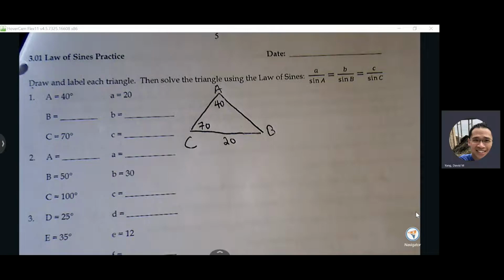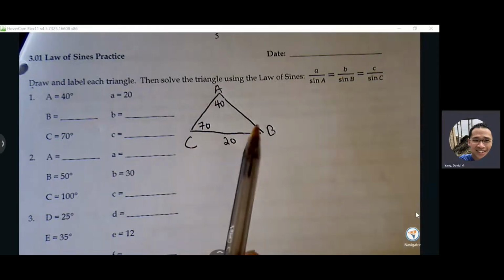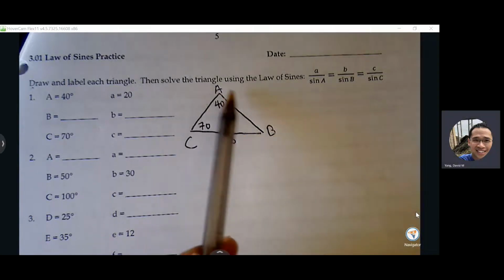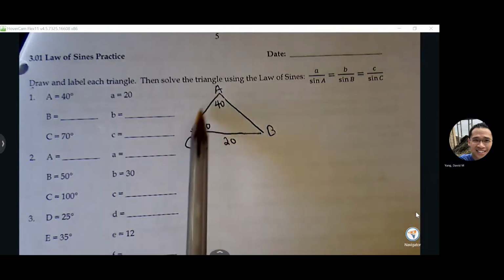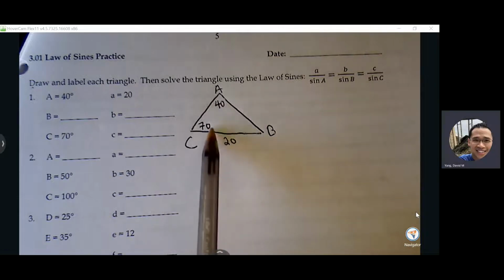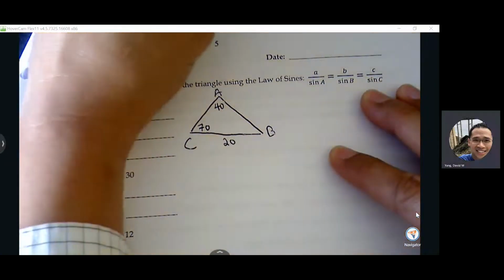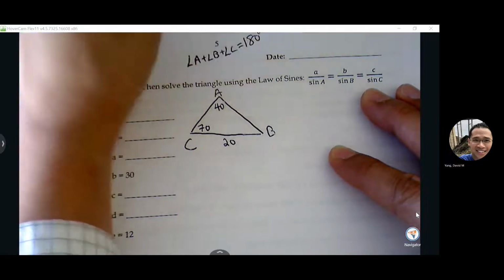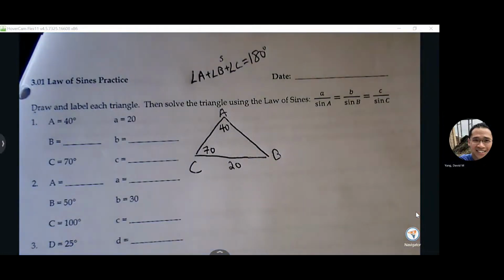Let's see what we can do before we jump into the law of sines. Can I find missing angle B? What do you know about angles inside a triangle? Totals to be what? 180, yep. So if I subtract those numbers from 180, I can get angle B.